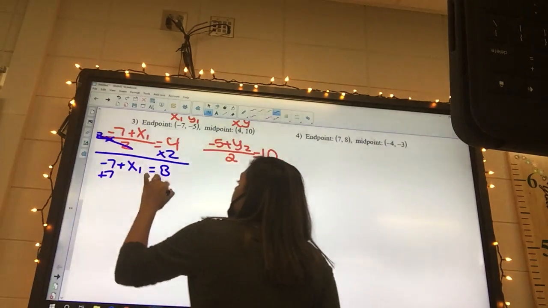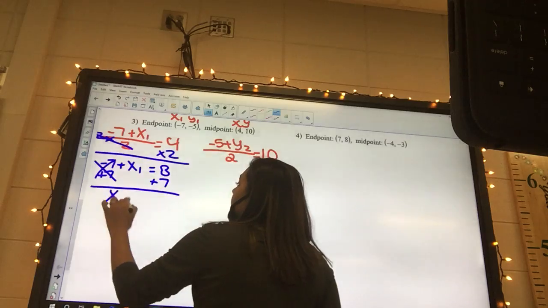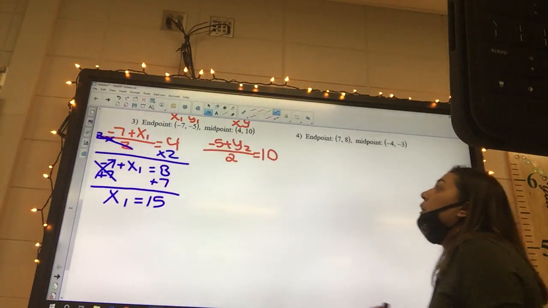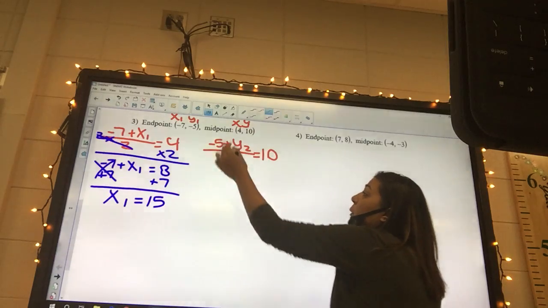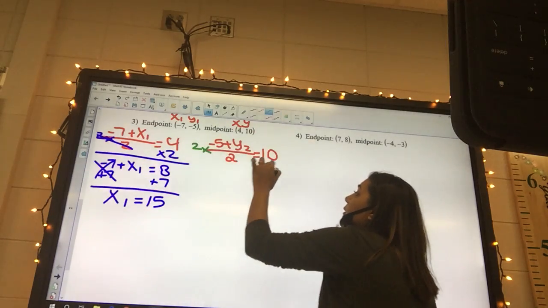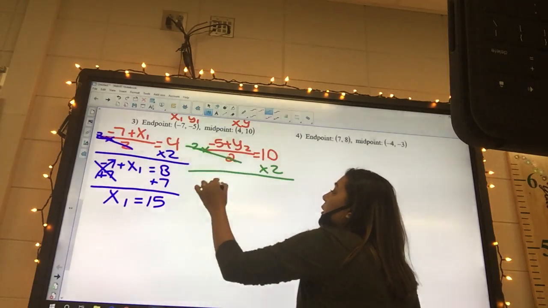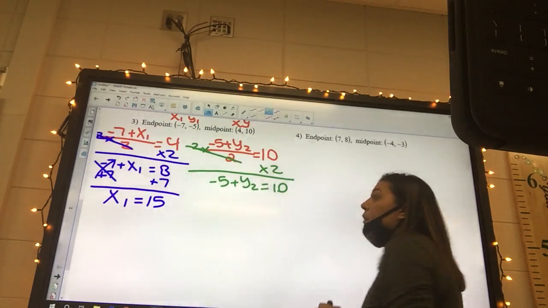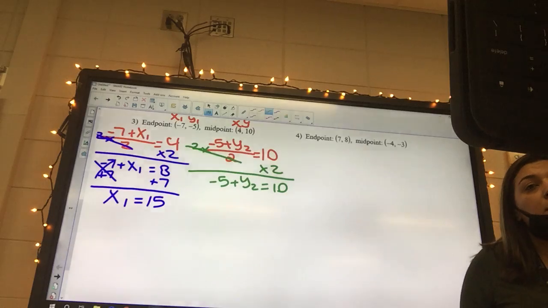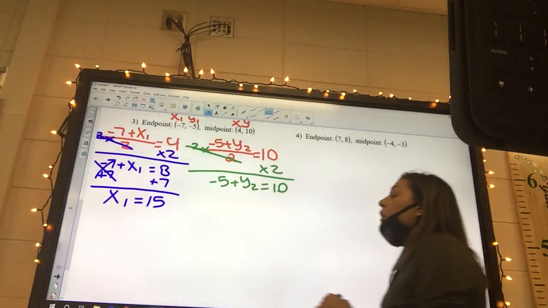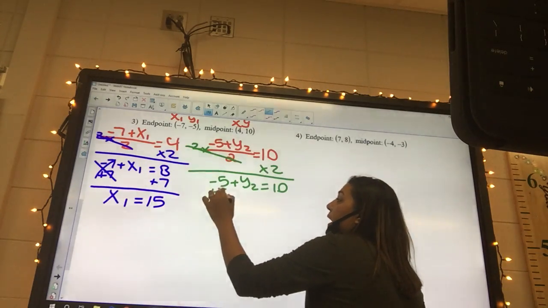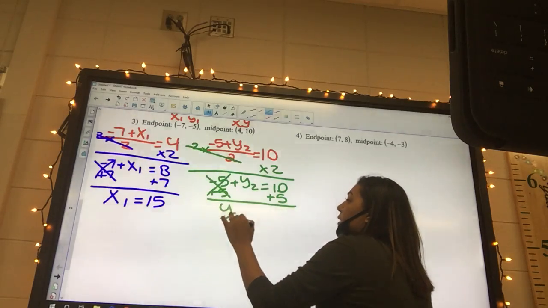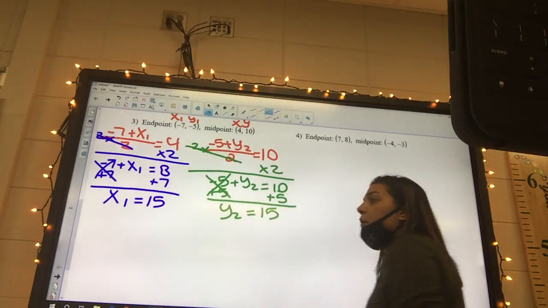Add 7 to both sides. So I got x sub 1 equals 15. And then on this one over here, same thing, we gotta multiply both sides by 2. So negative 5 plus y2 equals 10. And then my last step is going to be to add 5 to both sides. So I got y sub 2 equals 15.